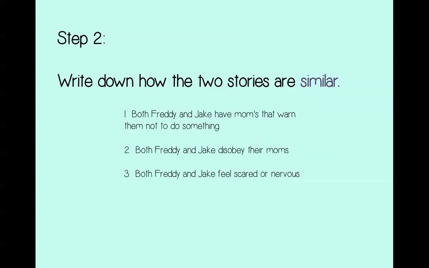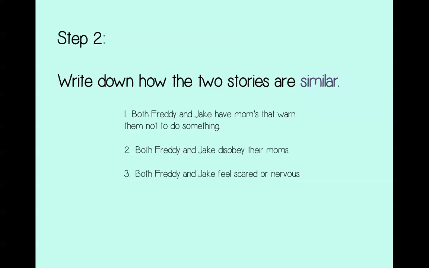I said, number 1, both Freddie and Jake have moms that warn them not to do something. Freddie's mom asked him not to leave the yard, and Jake's mom asked him to be careful and not swim too far. Number 2, both Freddie and Jake disobey their moms. Freddie went off and dug a hole and went off into another yard, and Jake swam too far and got lost. And 3, both Freddie and Jake felt scared or nervous in the story. Freddie was scared because he was lost, and Jake was scared because he encountered a big scary dog.